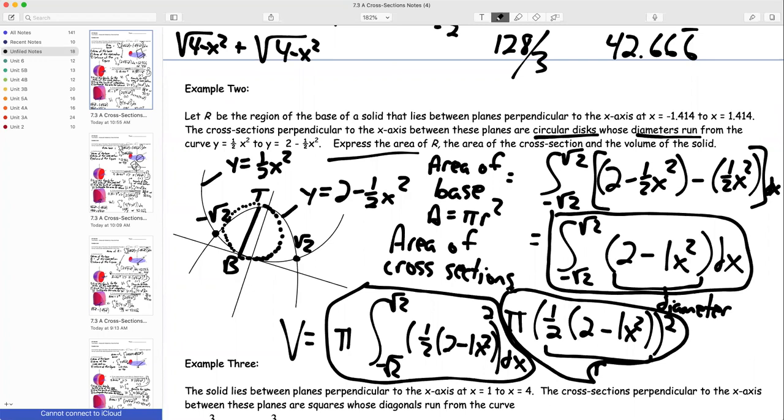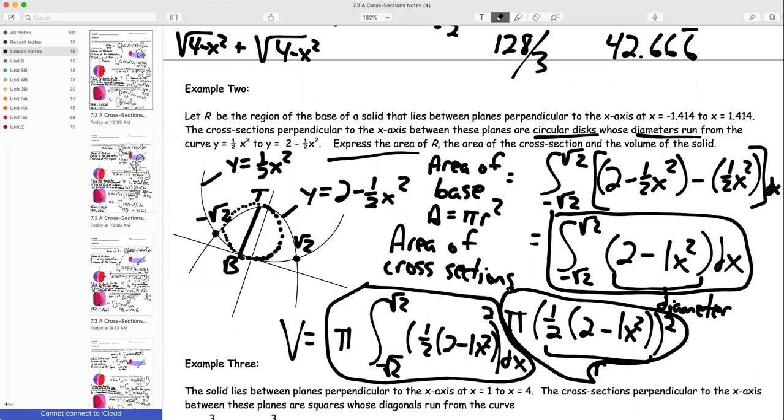So the area of the cross section isn't identical. That makes sense, okay? And so maybe that's my fault probably because I didn't do it step by step. But this is the area of the base, and that is an integral. The area of the cross section is pi times 1/2 of (2 minus x squared), squared. And then if I put that into the last step here and integrate that from negative square root of 2 to positive square root of 2, that gives me the volume.